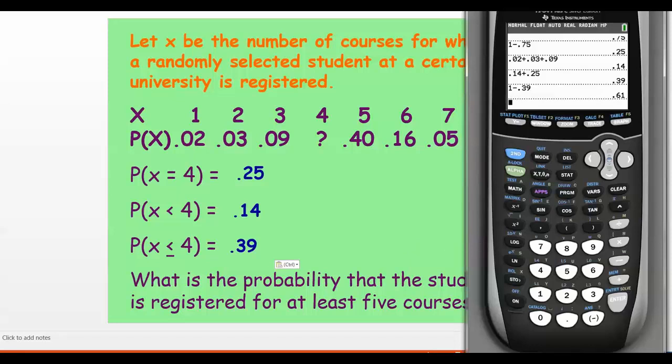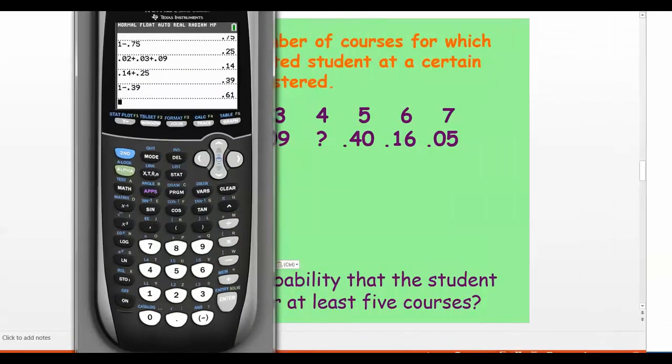Now the other way to do this question is I can go up here. If I want at least 5, that means I want 5, 6, or 7. So I could have just added up those numbers to get the same answer. But we have this nice easy shortcut for at least. So there you go.